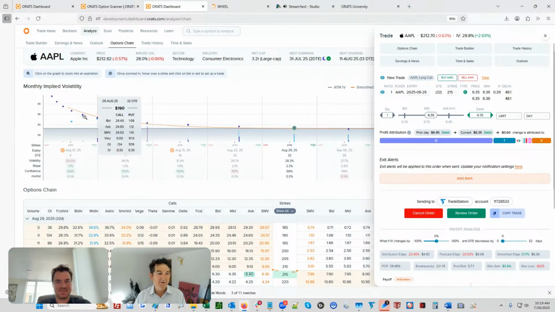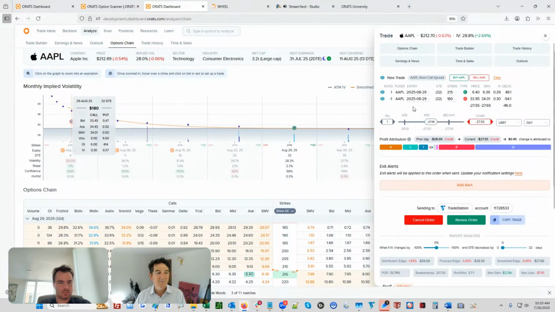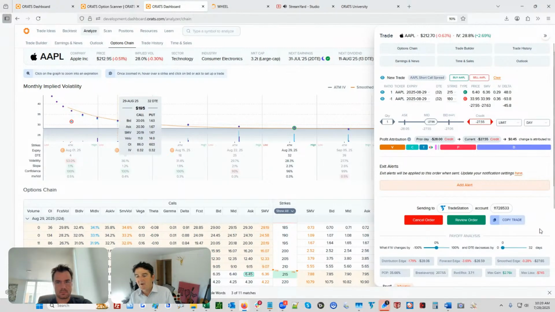So, for example, on this one, like this call, you can see how far off that SMV is for that call. That's what we're seeing over there. So that's another really important thing that the SMV does, Tyler.